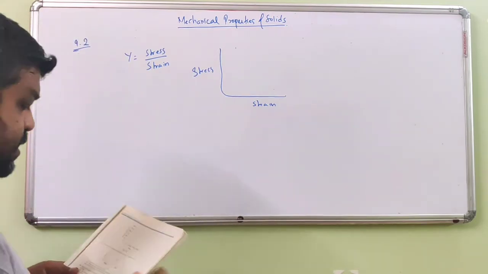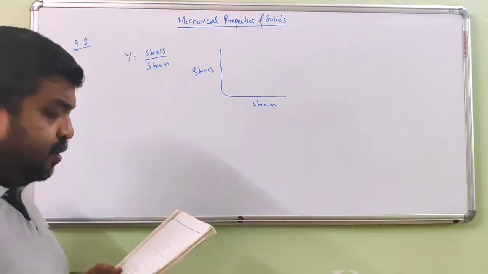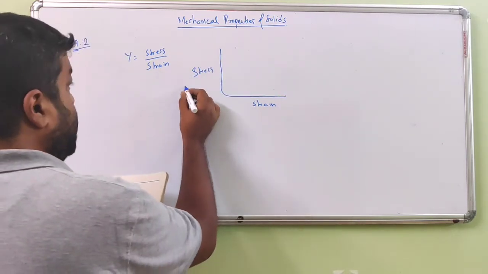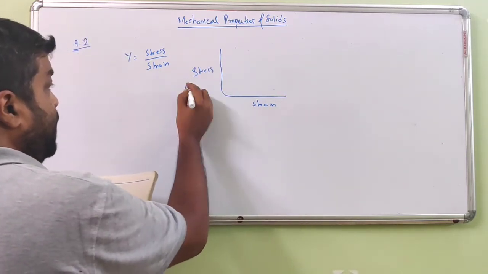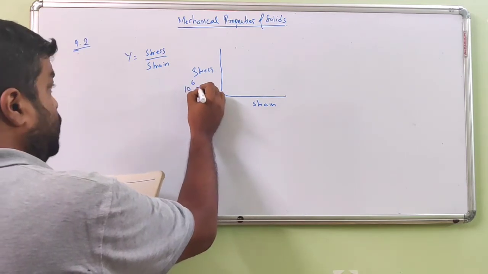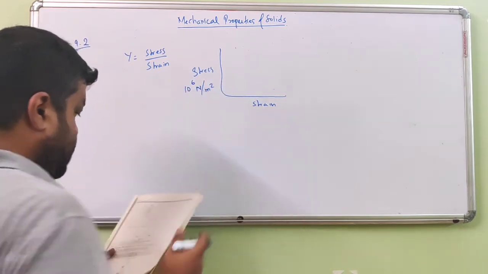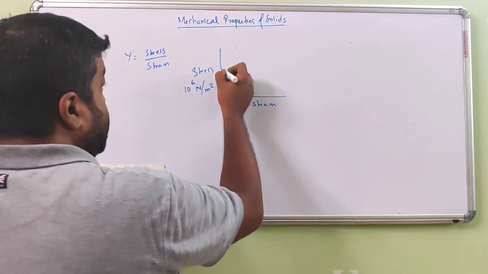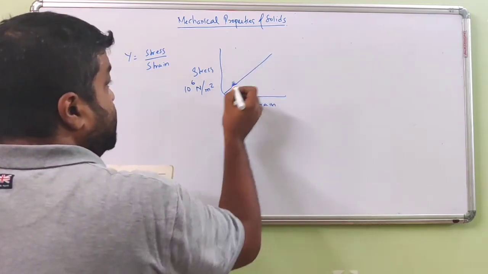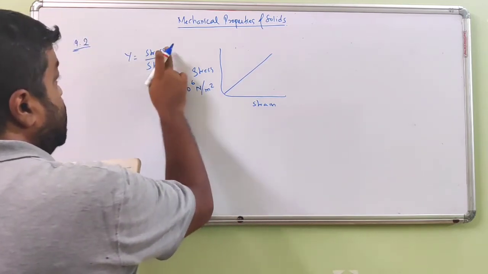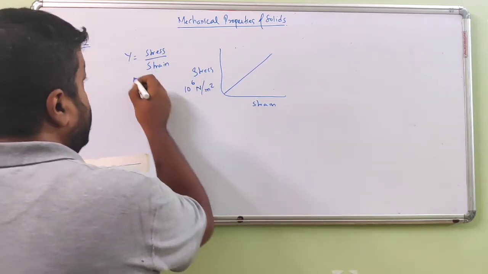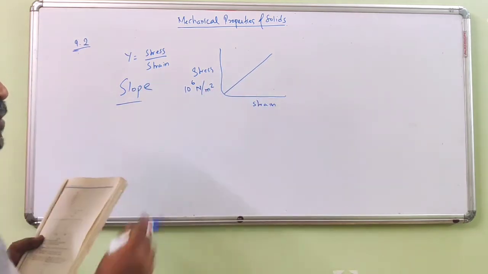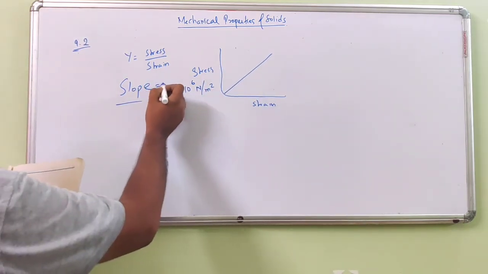Strain, being dimensionless, has no unit, but the y-axis numbers are multiplied by 10 power 6 Newton per meter square. Now if you see the graph clearly, this graph is going like a straight line. Young's modulus is stress by strain, so that means we need to find the slope of the graph. The slope of this graph will give the Young's modulus.